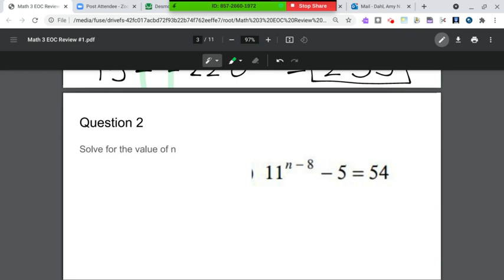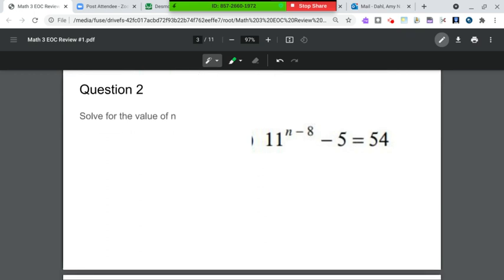Next question. Okay, there are 2 methods to solve this problem. I'm going to show you both ways. The first way is algebraically, using logarithms. The second way is just simply using Desmos, okay? So let me show you the first way.